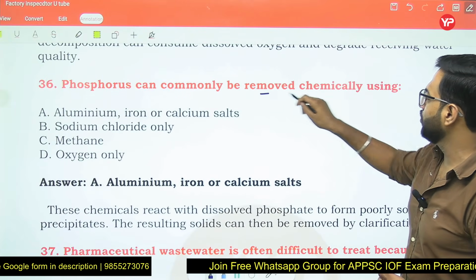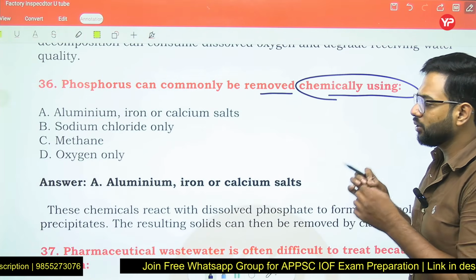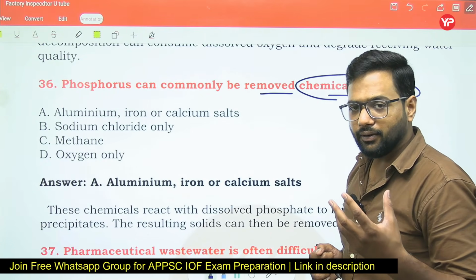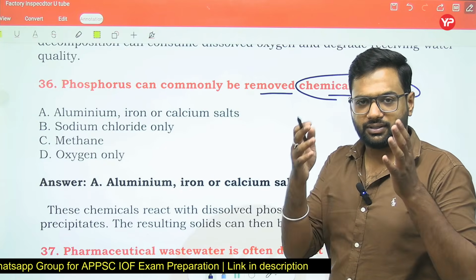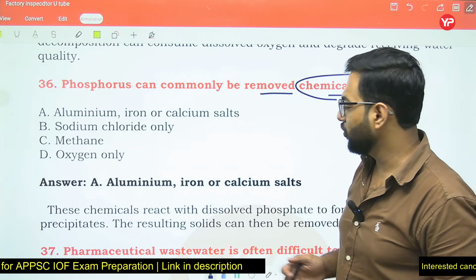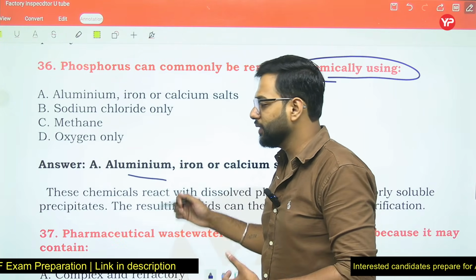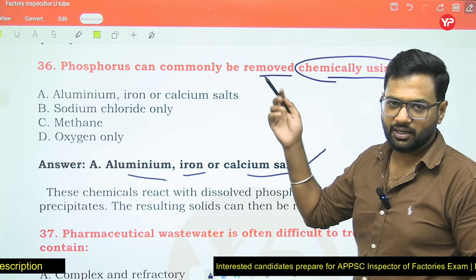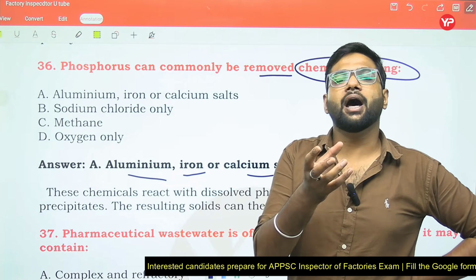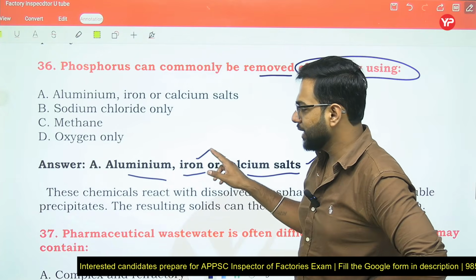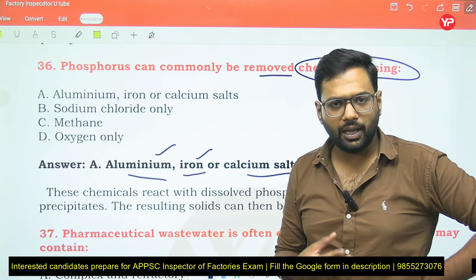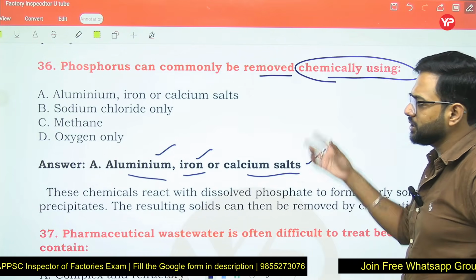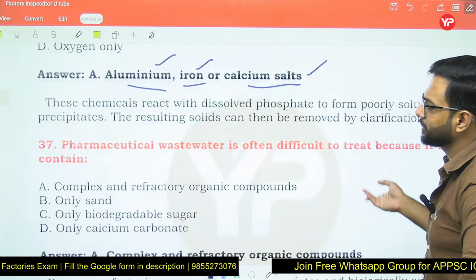Phosphorus can commonly be removed chemically. If we want to remove phosphorus chemically, we can use substances in the form of precipitates. The substances we add to our water for the removal of phosphorus can be alum or aluminium salts, iron salts, or calcium salts, like calcium hydroxide, as we discussed in previous questions. Also alum, copperas, and chlorinated copperas. These substances can remove the phosphorus in the form of precipitates.